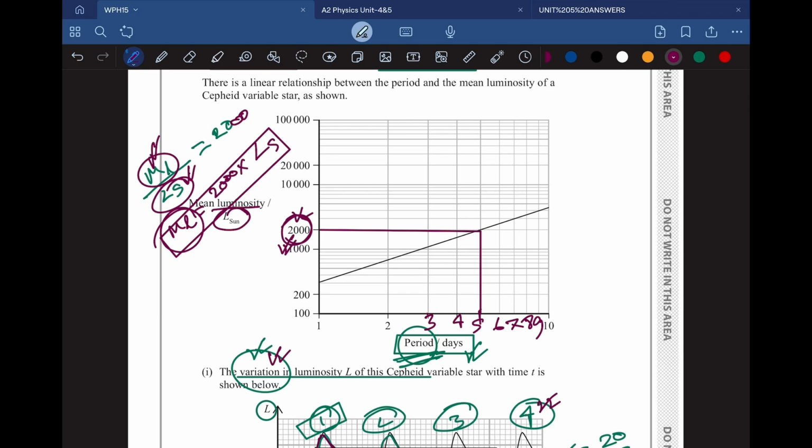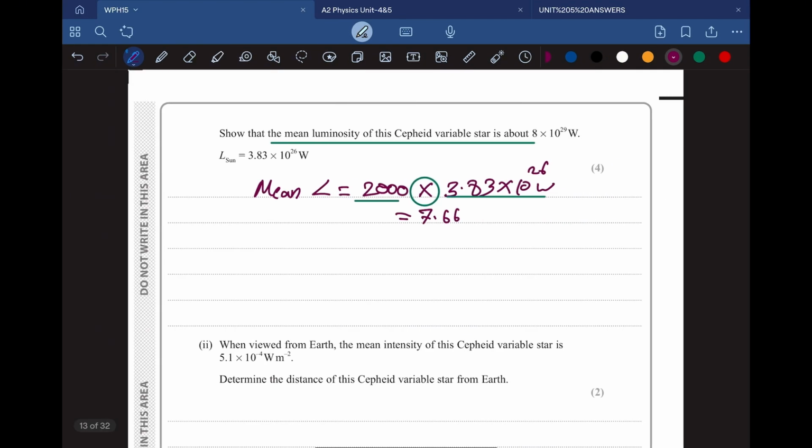Okay, we know speed is equal to distance divided by time taken, right? The distance covered per unit time. So distance covered per unit time, that's why distance is in the numerator and time is in the denominator. In the same way, mean luminosity per luminosity of the sun means mean luminosity is going to be in the numerator and luminosity of the sun will be in the denominator. That's why we have multiplied it with the luminosity of the sun.